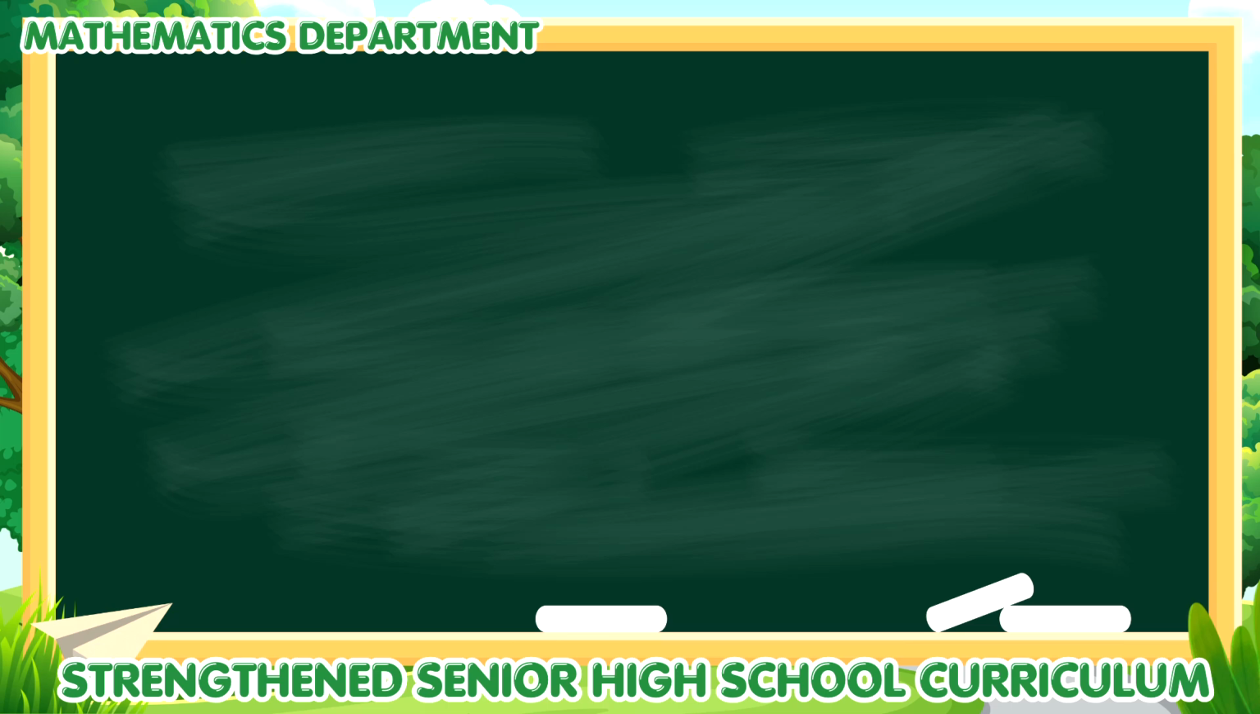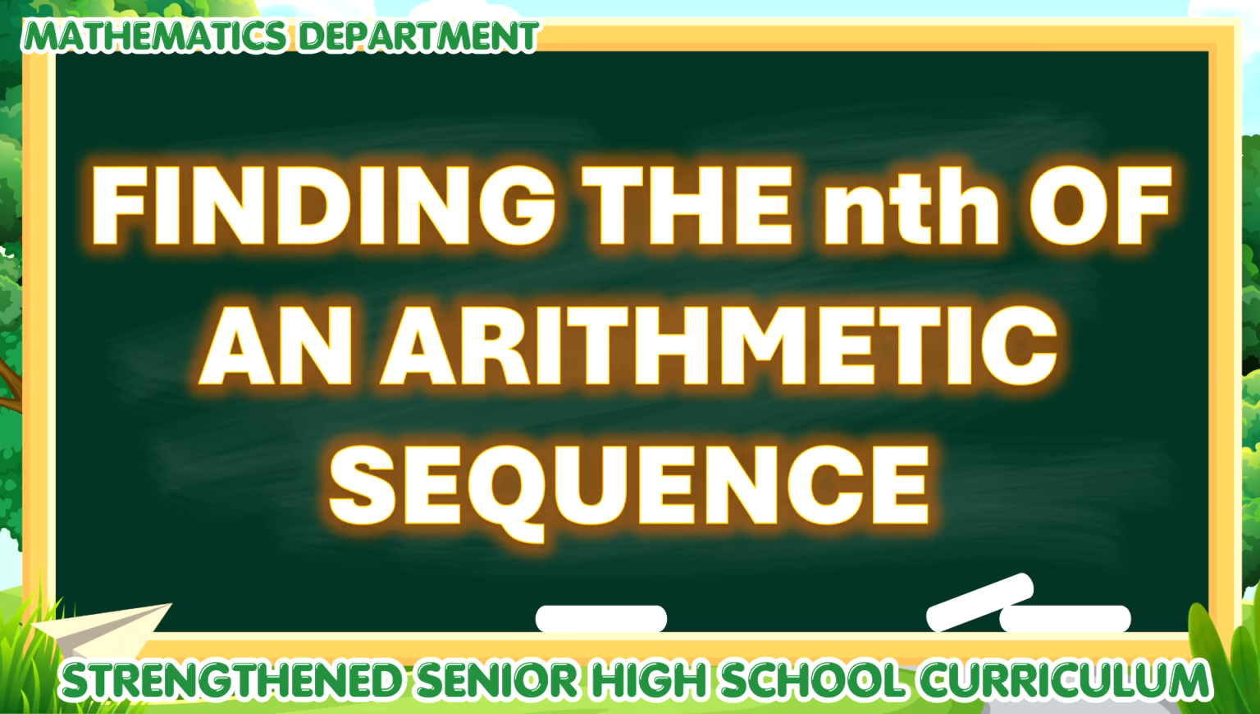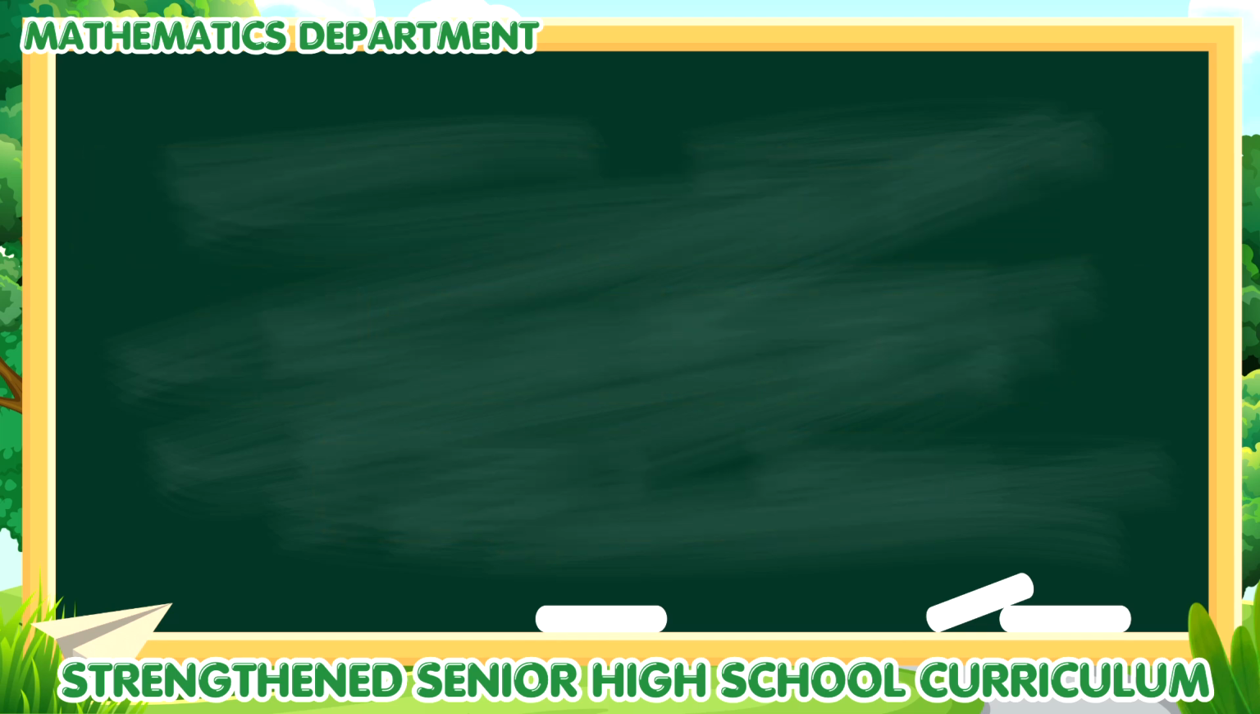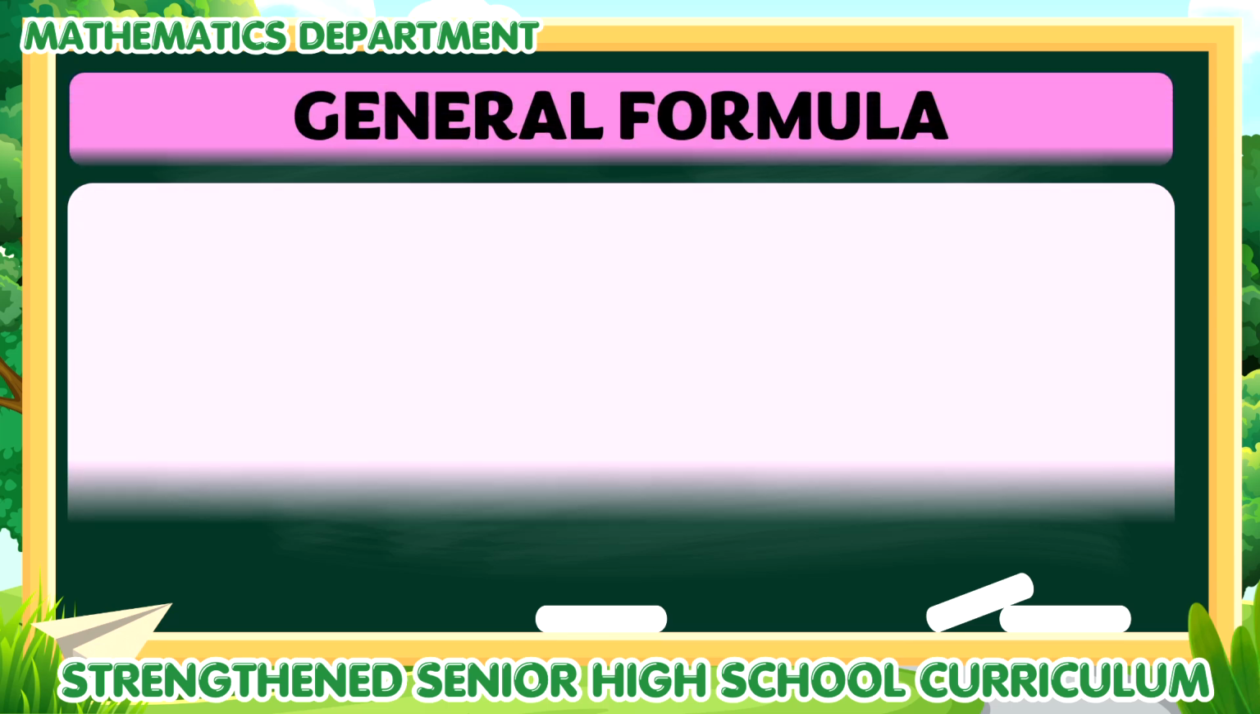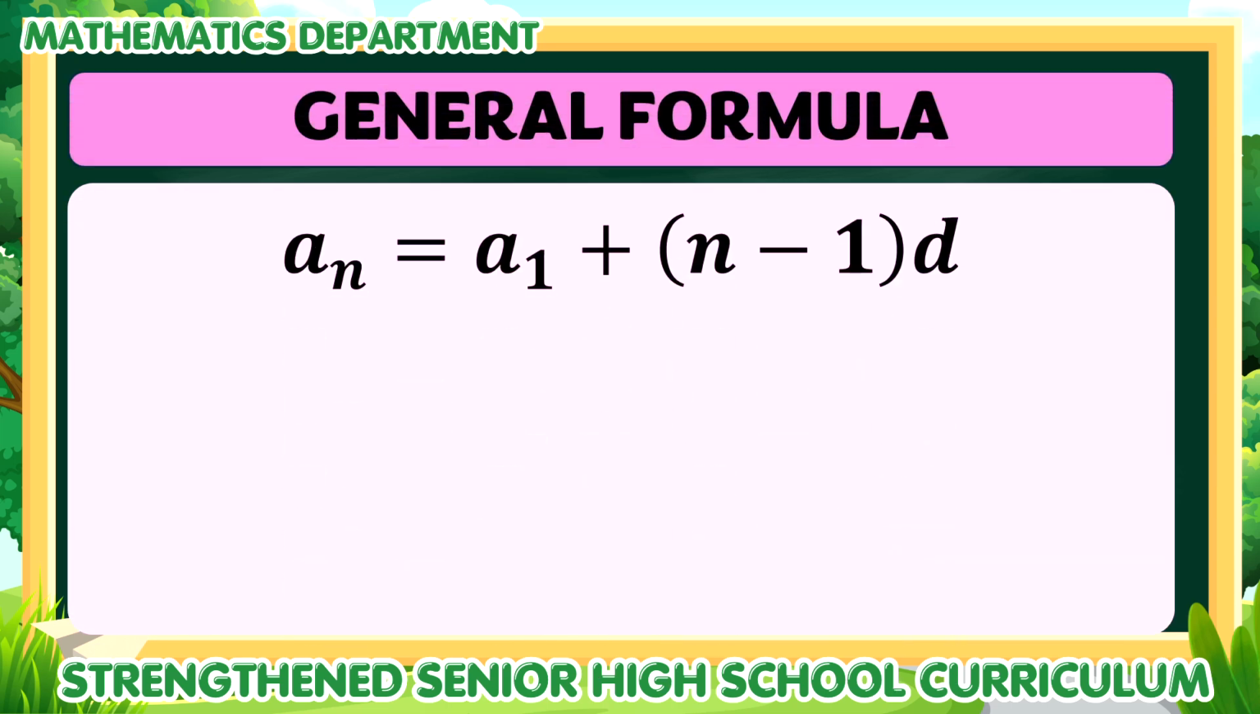Now, after identifying if the given sequence is an arithmetic sequence or not, the next thing that you will learn in this video is how to find the nth term of an arithmetic sequence. To determine the nth term of an arithmetic sequence, we'll be using this general formula. We have a sub n is equal to a sub 1 plus the quantity of n minus 1 times d.